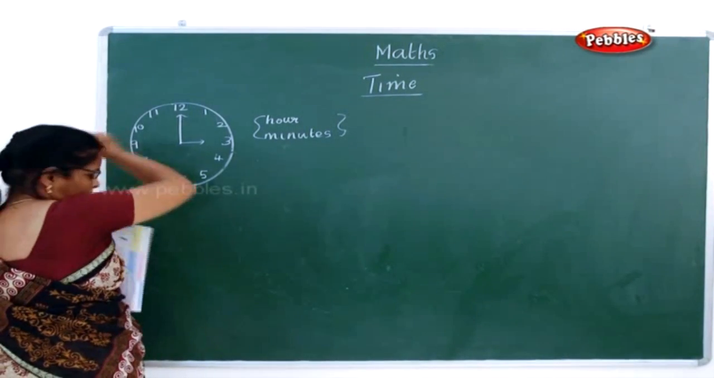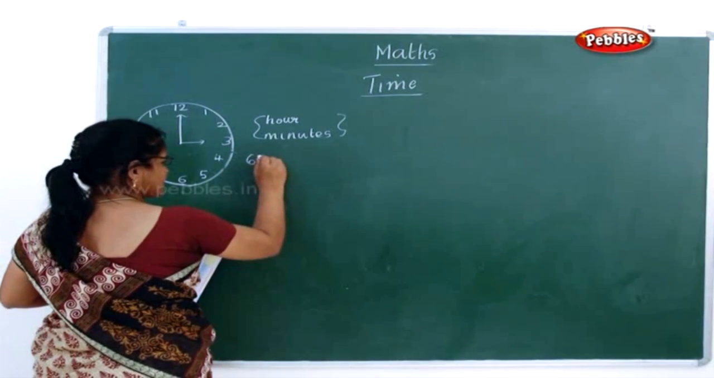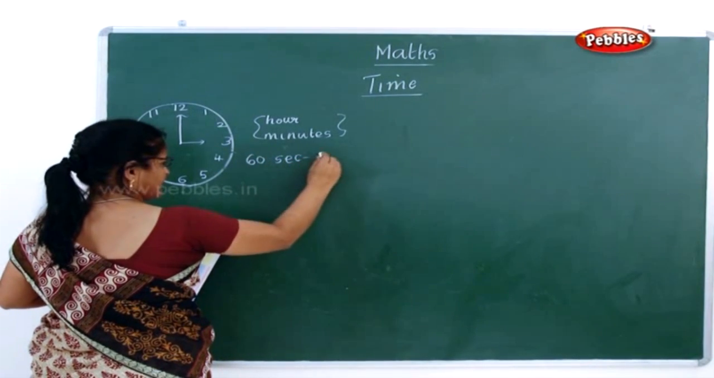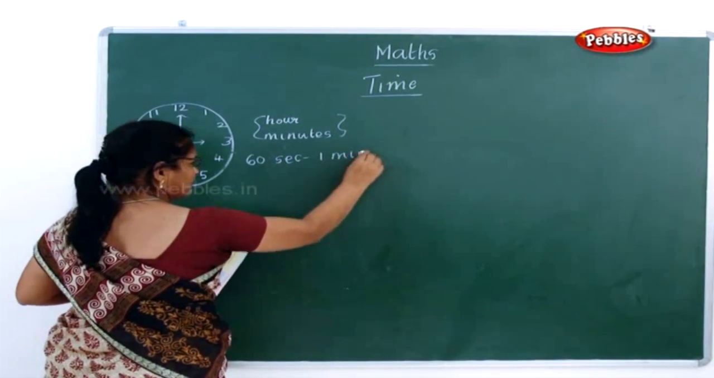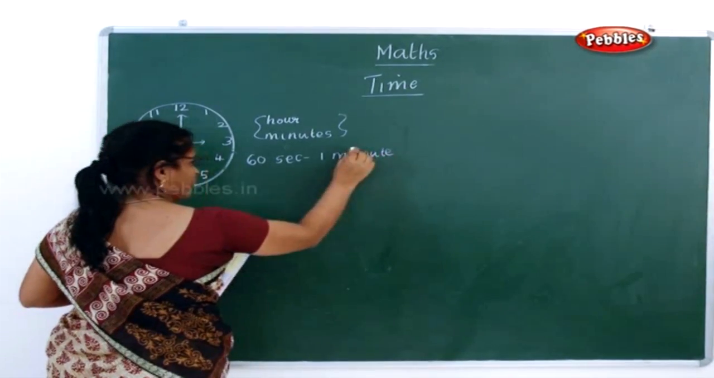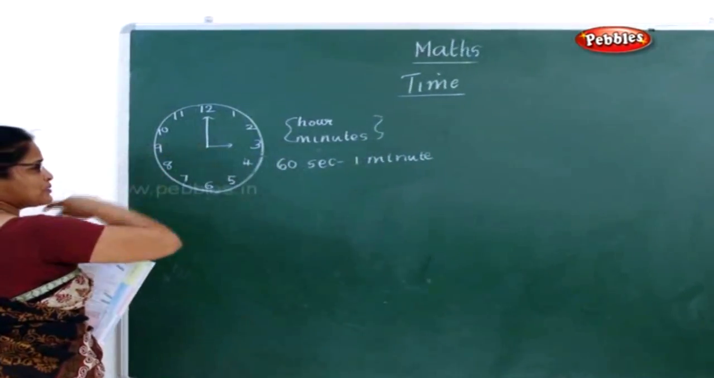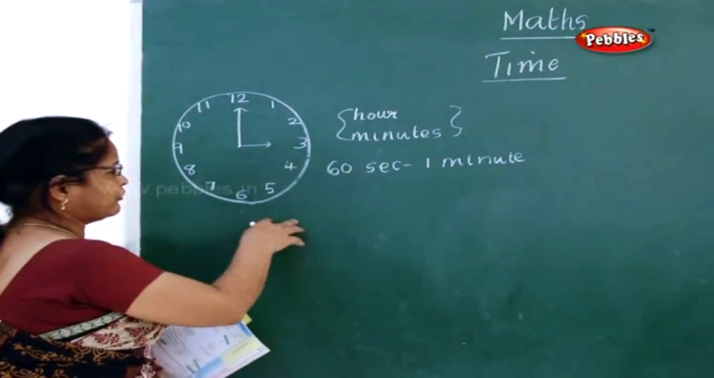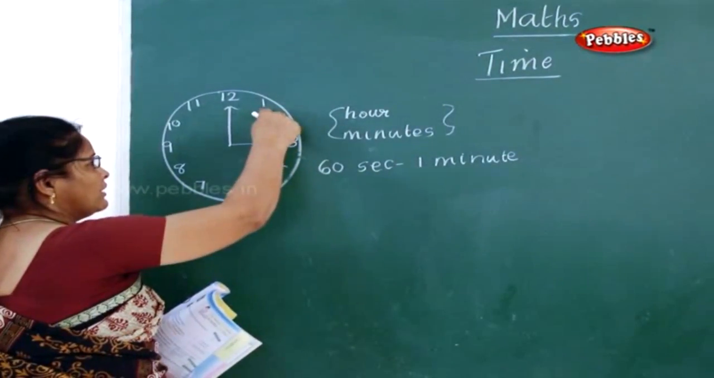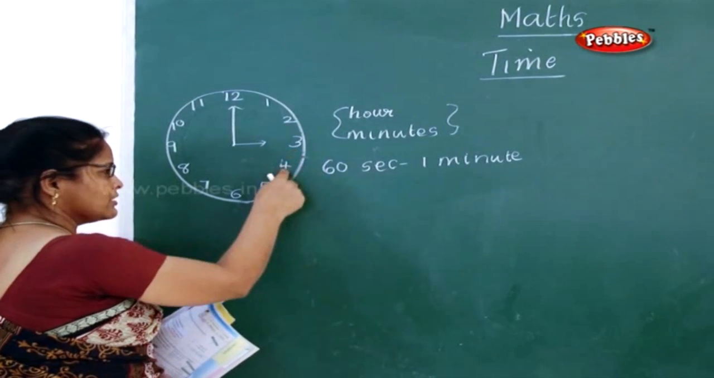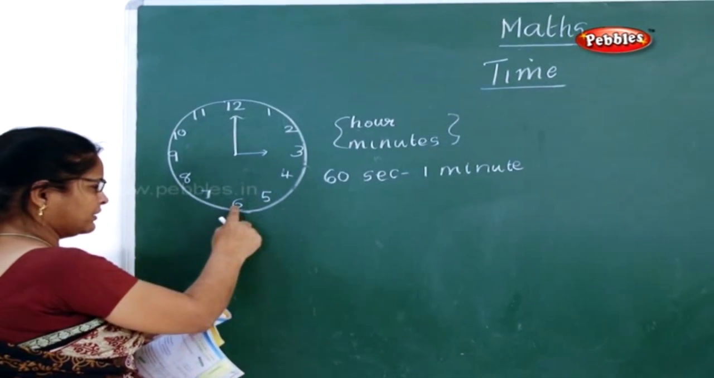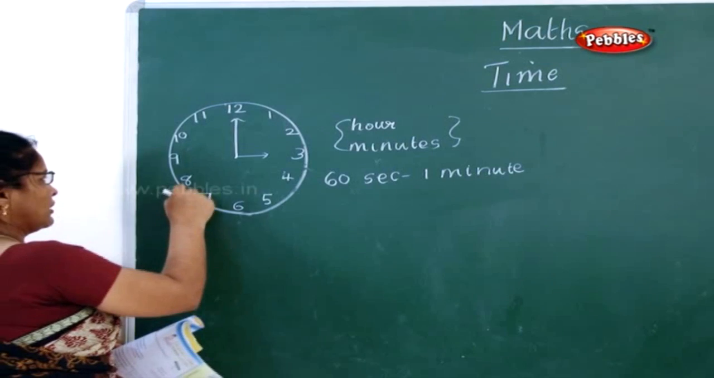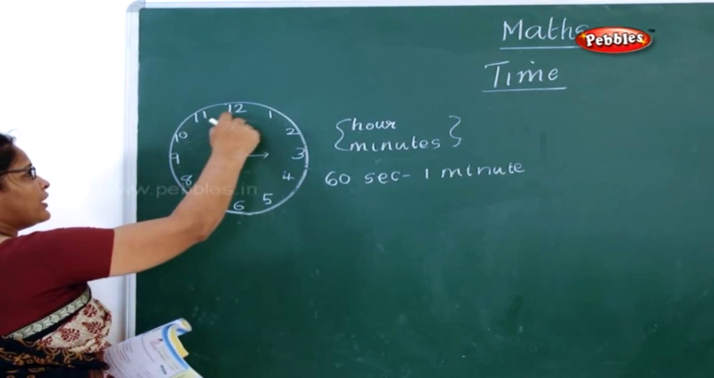Now can you tell me, 60 seconds? 60 seconds make 1 minute. This also you must have read, but I will tell you once more. See how you have to look into the watch: 5, 10, 15, 20, 25, 30, 35, 40, 45, 50, 55, 60.